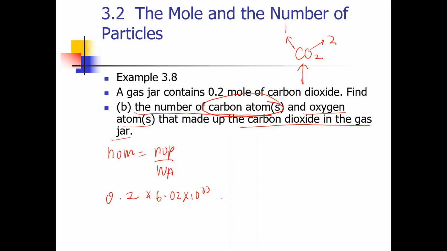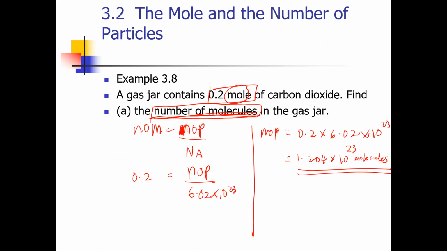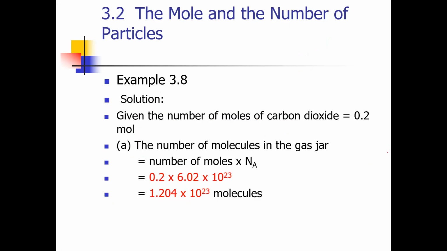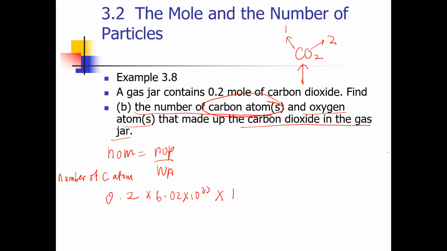I am going to times with 1. I'm doing number of carbon atoms. Just now, the first question is, what is the number of molecules? We go back here. When the question asks me number of molecules, I just simply multiply only, that's it. Finish, I get my answer, molecule. But now they are not asking me for molecule already, they're asking me to go deeper. What is the number of carbon atoms? So teacher times here with 1. Obviously, because I times 1, my answer is still the same, 1.204 times 10 to the power of 23.